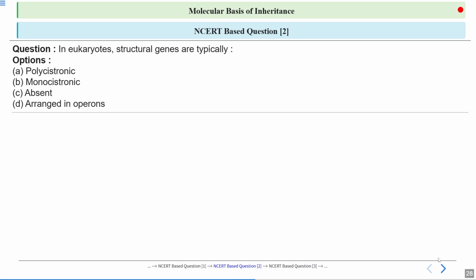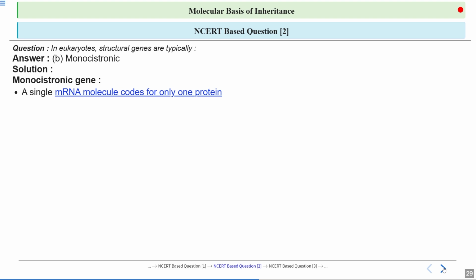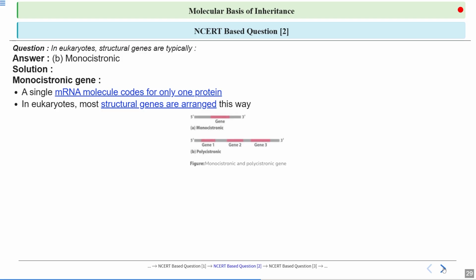Then second question says, in eukaryotes, structural genes are typically polycistronic, monocistronic, absent, or arranged in operons. So we know that in eukaryotes, structural genes are typically monocistronic. What is a monocistronic gene? A single mRNA molecule which is going to code for only one polypeptide, one protein, is what we call monocistronic genes. In eukaryotes, most structural genes are arranged in this way only.